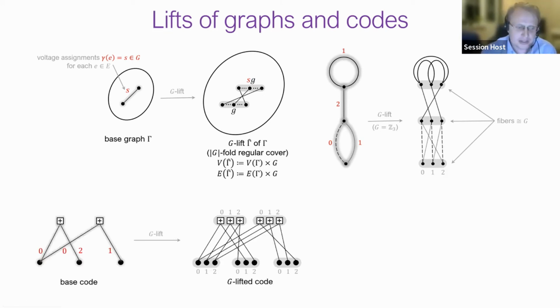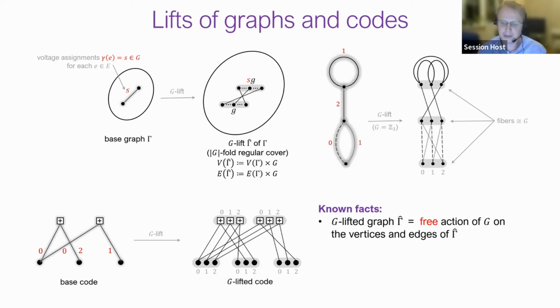What is really interesting is that you can also apply this to codes, not only to graphs. Since each LDPC code is described by some graph, starting from a small LDPC code, we can obtain a large LDPC code. And we can also use this G-lifted product idea.